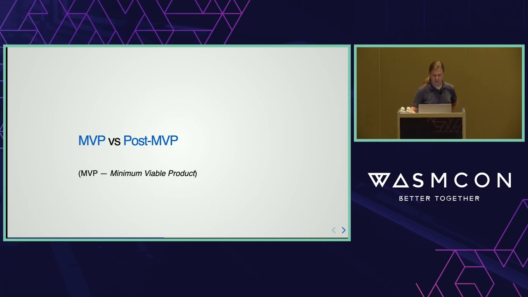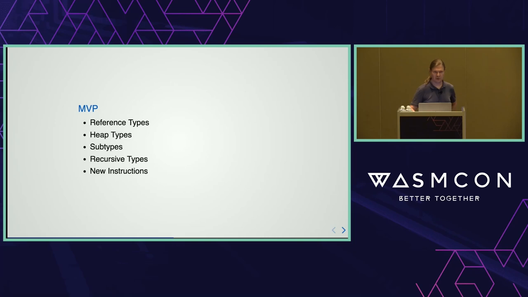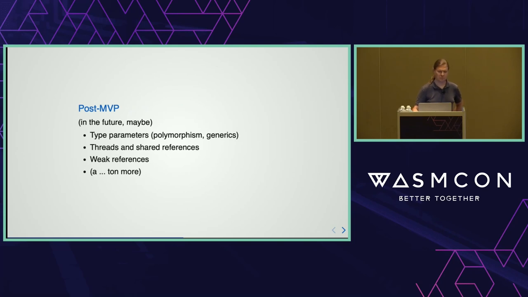Okay, let's talk. The specification, the proposal, is divided into MVP and post-MVP. Specifically, the MVP talks about reference types, heap types, subtypes, recursive types, and new instructions. While post-MVP, which we don't know, will be implemented possibly in the future, talks about things like type parameters, polymorphism, generics, threads and shared references, weak references, a lot more. And we may or may not see all or some of these implemented.